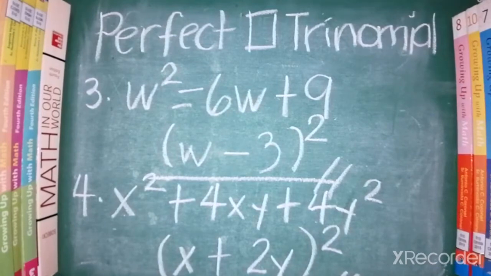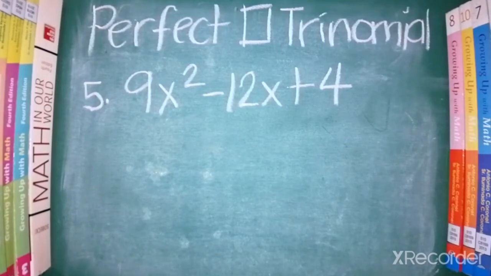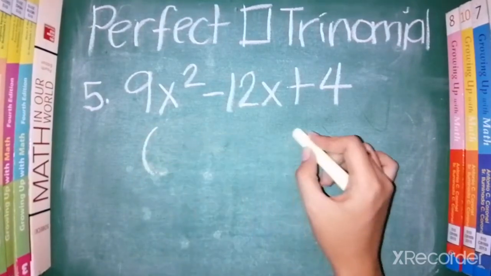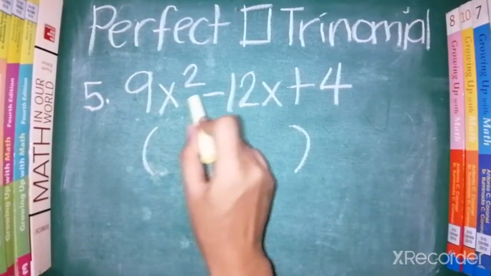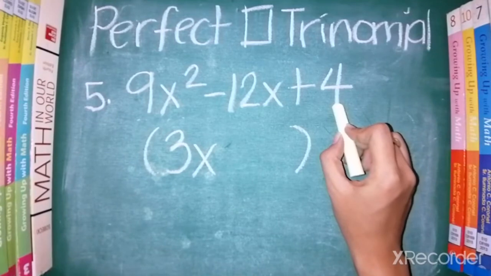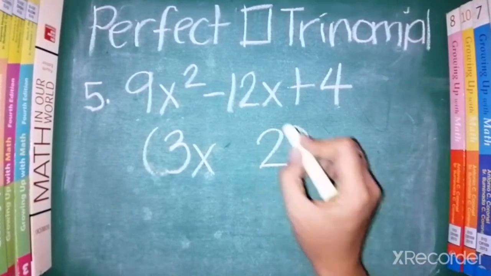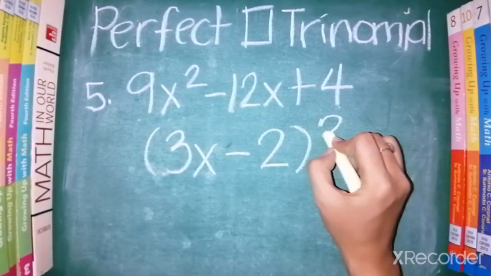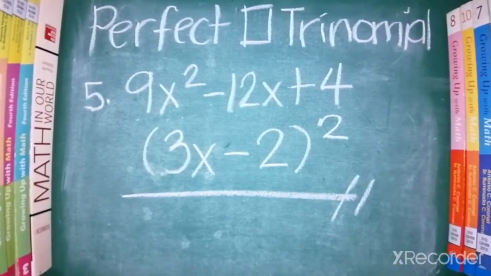Very easy only. Our last example for perfect square trinomial. We have there 9x squared minus 12x plus 4. So we have there, parenthesis, square root of 9x squared, that is 3x. Square root of 4, that is 2. Then copy, and then squared. So our answer is 3x minus 2 squared.